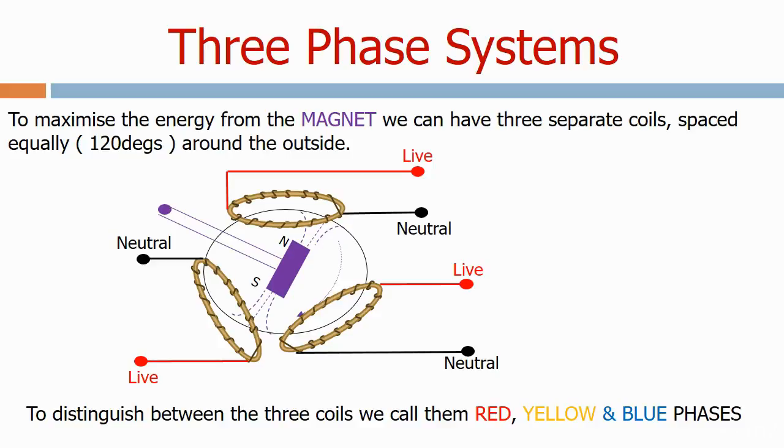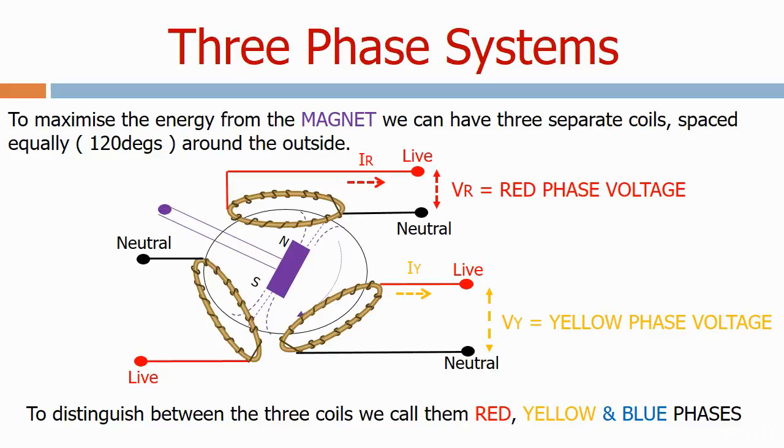To distinguish between the 3 coils, we call them red, yellow and blue phases. So the first coil, we'll call it red. It's got a red phase voltage and a red phase current. The second coil we'll call yellow. It's got a yellow phase voltage and a yellow phase current. And finally blue, and that's got a blue phase voltage and a blue phase current.